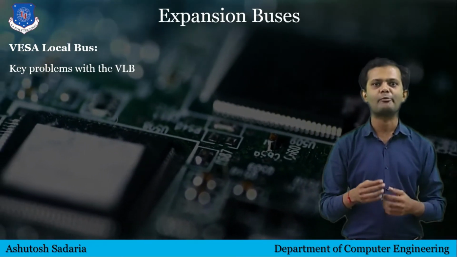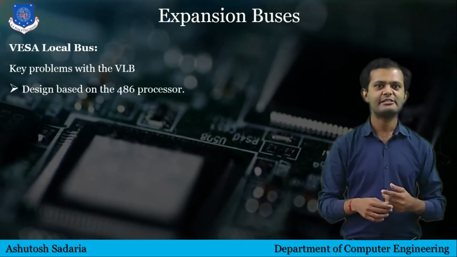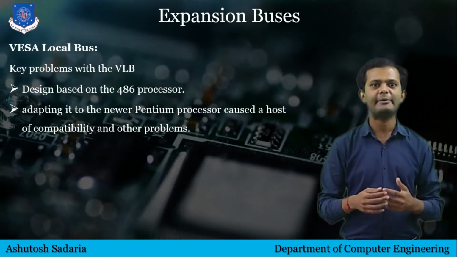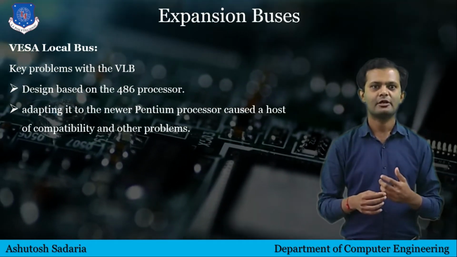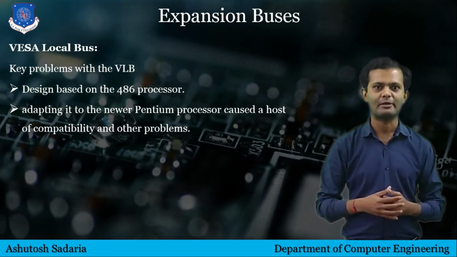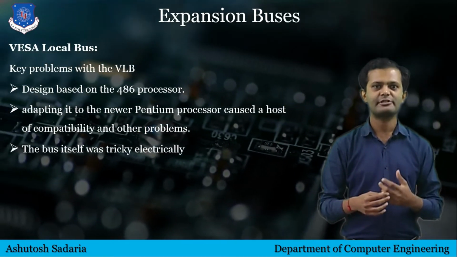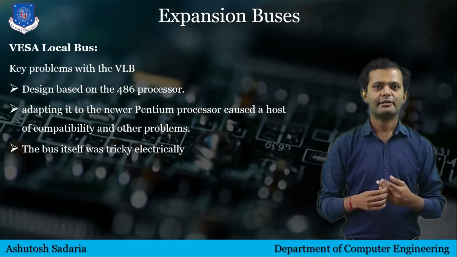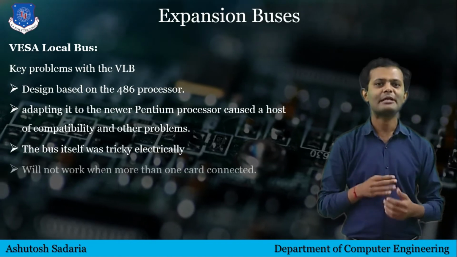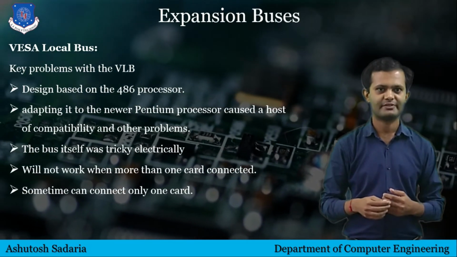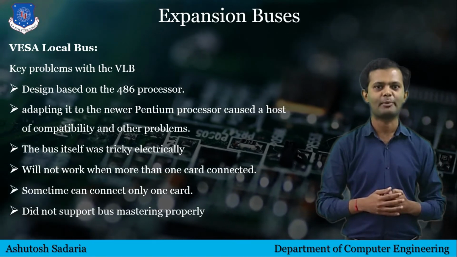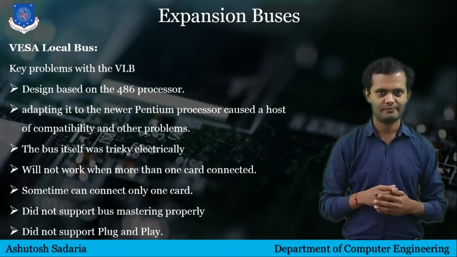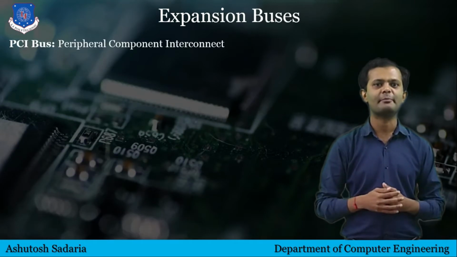There were also several key problems with VLB. First, the design was strongly based on 80486 processors, so adapting it to newer Pentium processors caused a host of compatibility and other problems. The bus itself was tricky electrically. For example, if you connect more than one card to the bus, then the bus will not work properly. Sometimes you can connect only one card on the bus. The bus did not support bus mastering properly since there was no good arbitration scheme, and it did not support plug and play also.